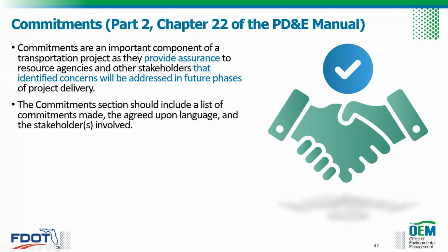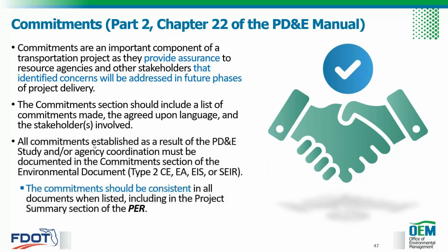The commitments section should include a list of commitments made, the agreed upon language, and the stakeholders involved. All commitments established as a result of the PD&E study and or agency coordination must be documented in the commitment section of your environmental document. And then it should also be consistent, meaning word for word, in the project summary section of the PER. So those need to be consistent.